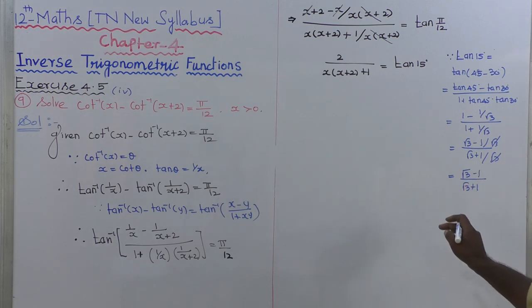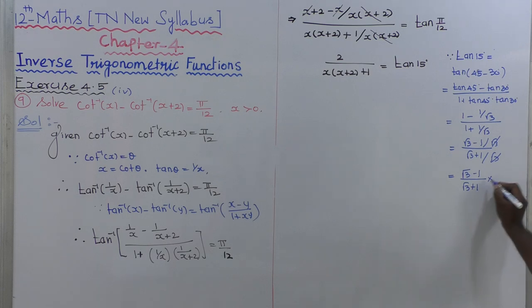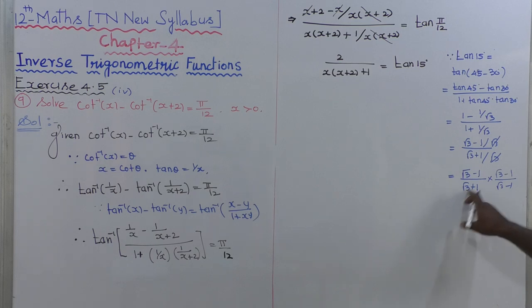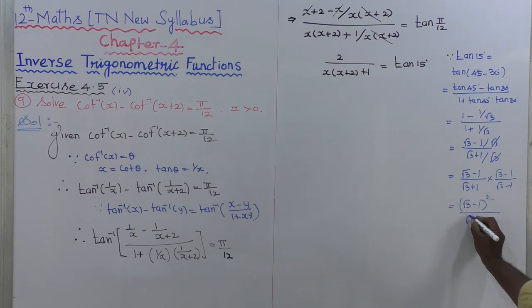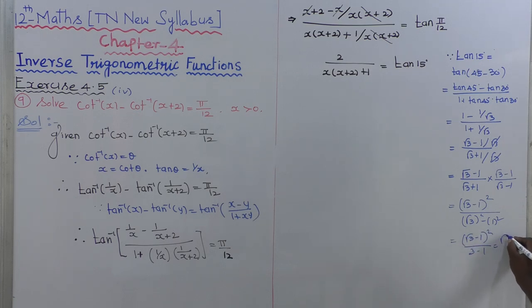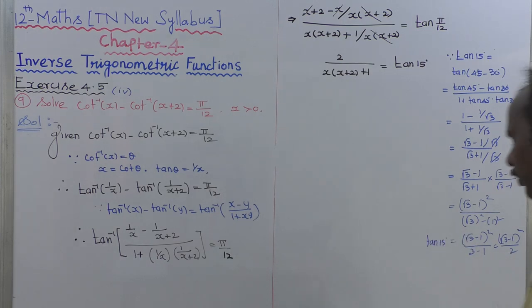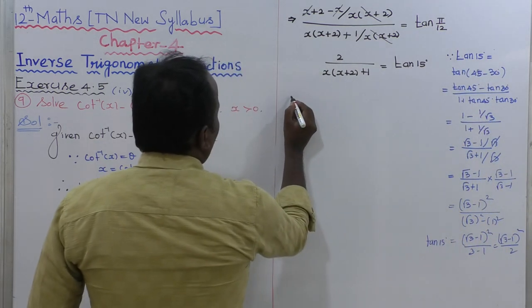The denominator is an irrational number, which we avoid, so we take the conjugate. Multiplying numerator and denominator by (root 3 minus 1): the numerator is (root 3 minus 1) the whole square, and the denominator is root 3 squared minus 1 squared, using (a plus b)(a minus b). That gives (root 3 minus 1) the whole square divided by (3 minus 1), which is (root 3 minus 1) the whole square divided by 2. That is the value of tan 15 degrees.